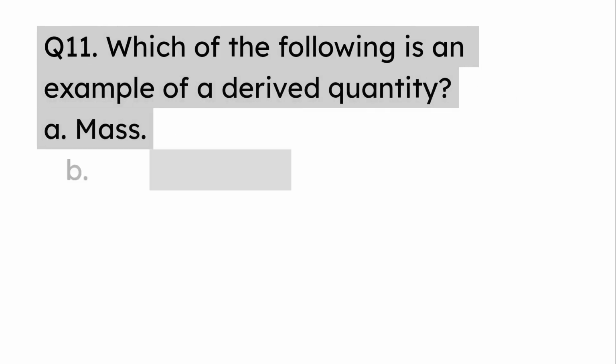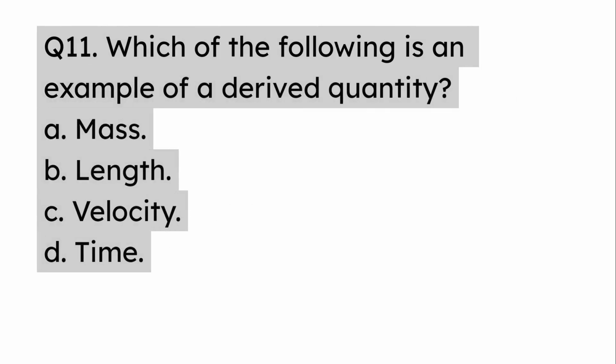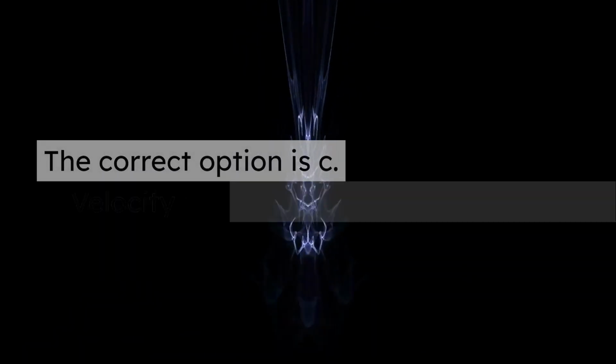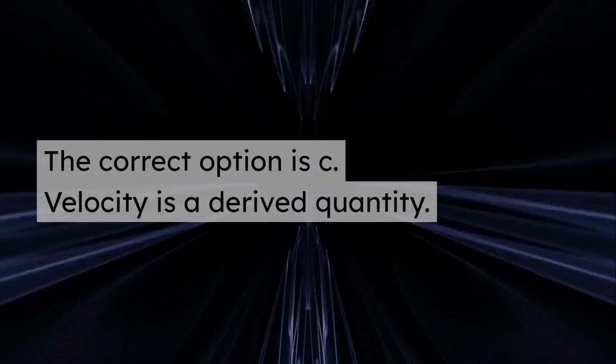Q11. Which of the following is an example of a derived quantity? A. Mass. B. Length. C. Velocity. D. Time. The correct option is C. Velocity is a derived quantity.